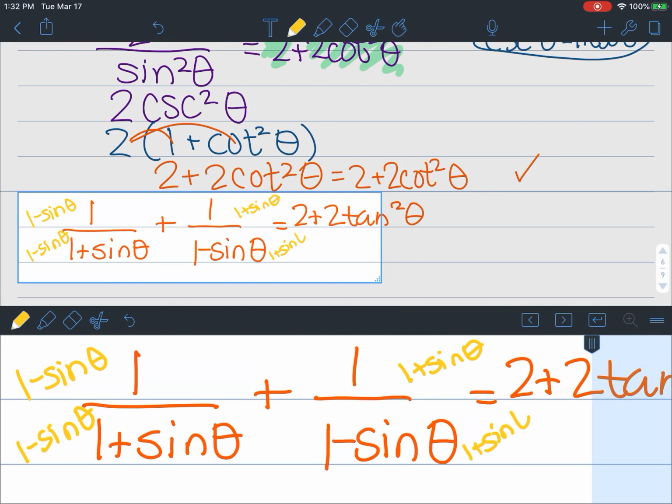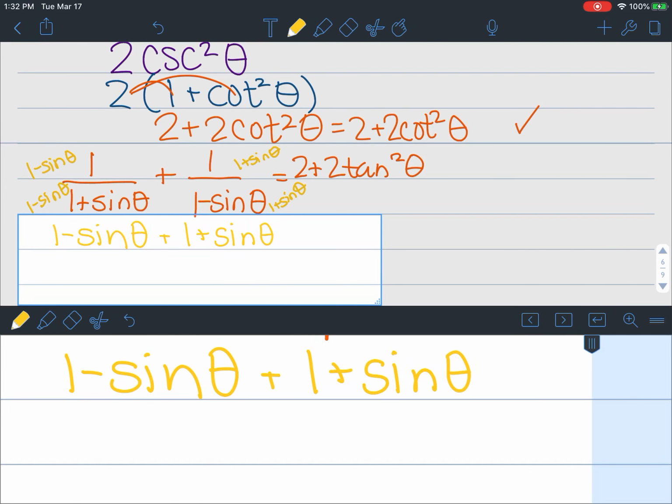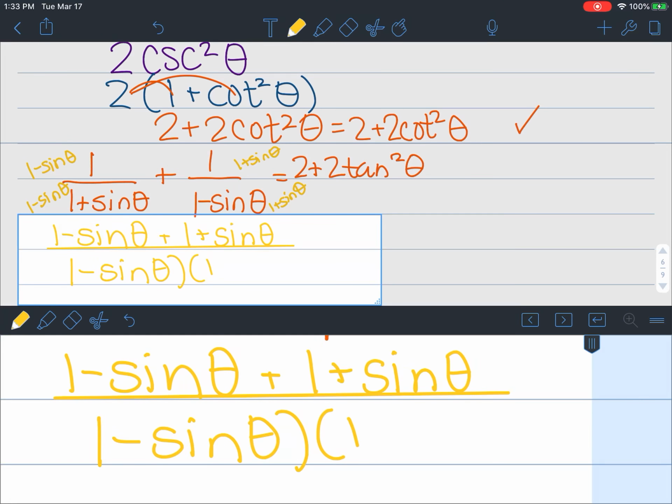So as I did in the previous problem, I'm going to try to get a common denominator. When I get a common denominator, I'm going to get 1 minus sine theta plus 1 plus sine theta on the top. On the bottom, I'm going to get 1 minus sine theta times 1 plus sine theta. Isn't this seeming familiar?